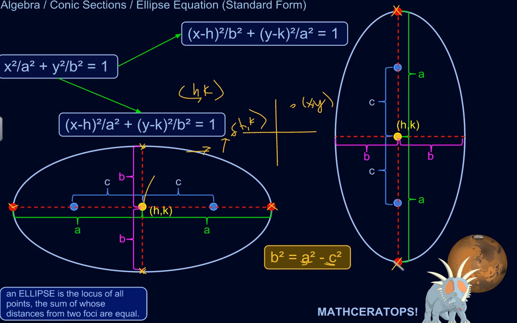All right, there is the standard form of the equation for an ellipse and what a, b, and c mean.